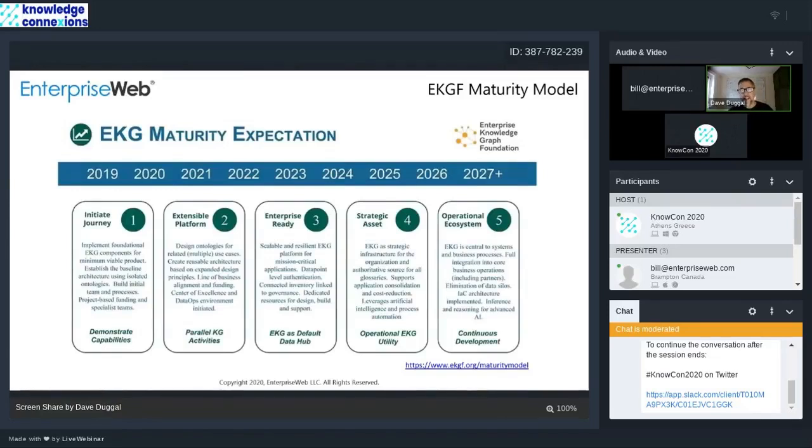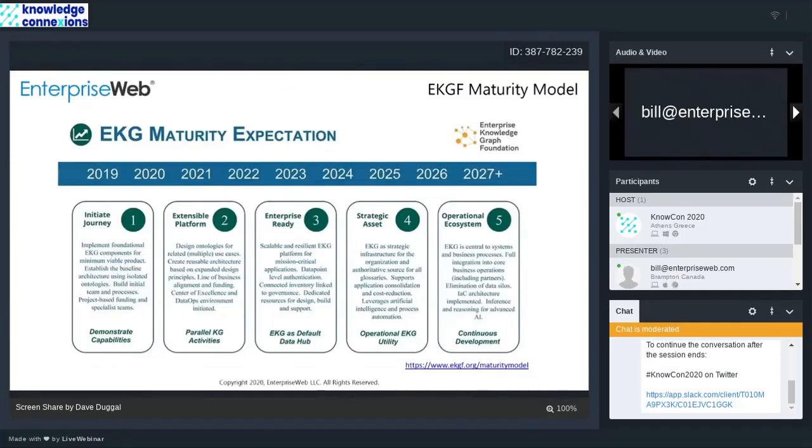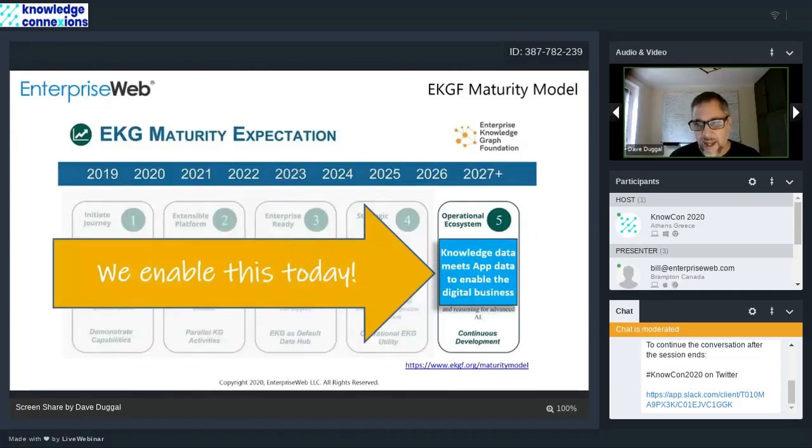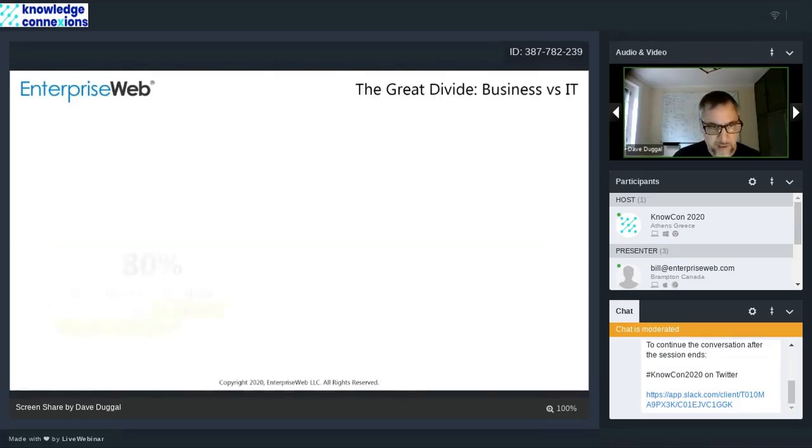I know the EKGF presented previously and ran a panel talk the other day. I saw this on their website, and I hope they don't mind that I put it here with the link and all the proper representation. I completely agree with their maturity model. The only thing I would say is that what they say is going to be available in 2027 is actually available today. We enable this real-time graph-connected environment today, bridging knowledge data and application data with the intent of enabling the digital business.